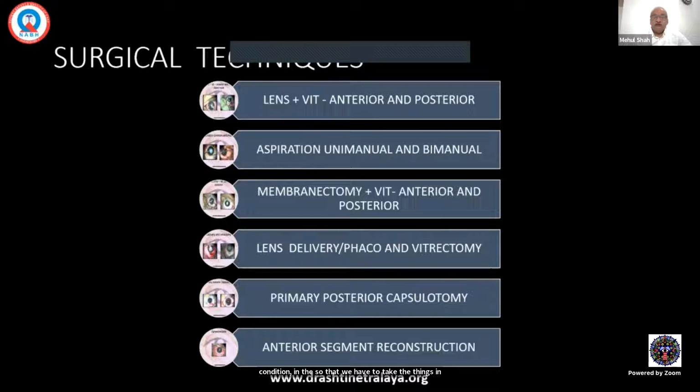Overall, the surgical techniques can be lensectomy, vitrectomy, anterior or posterior route, aspiration unimanual or bimanual, membranectomy plus vitrectomy, anterior or posterior route, lens delivery, or oblique phaco and vitrectomy. Primary posterior capsulotomy and intersegment reconstruction can be done in a very late presenting patient.